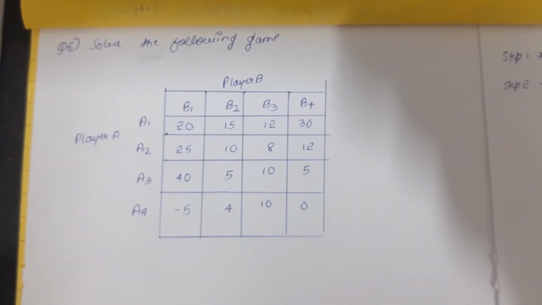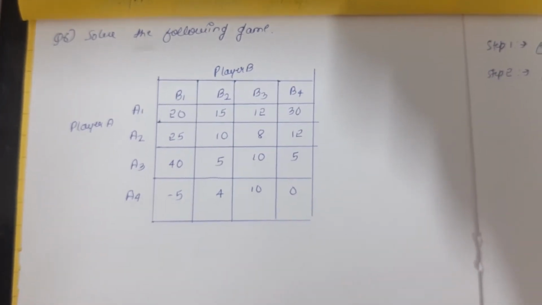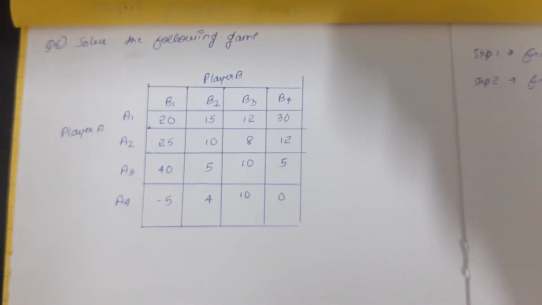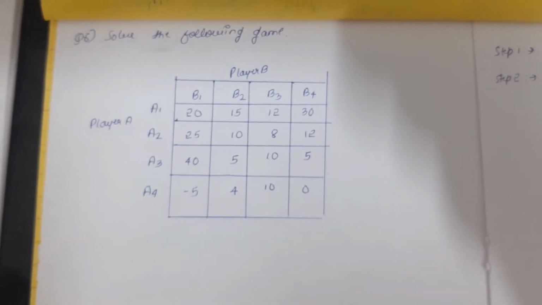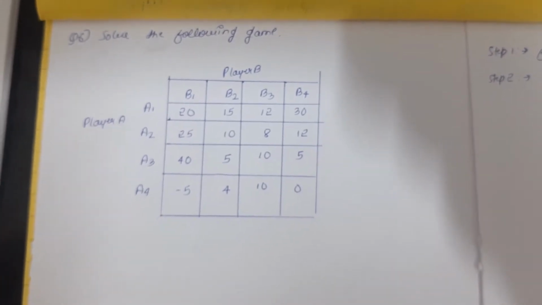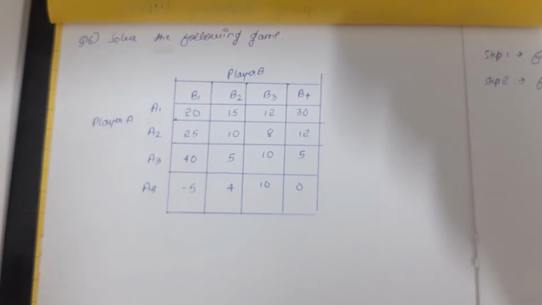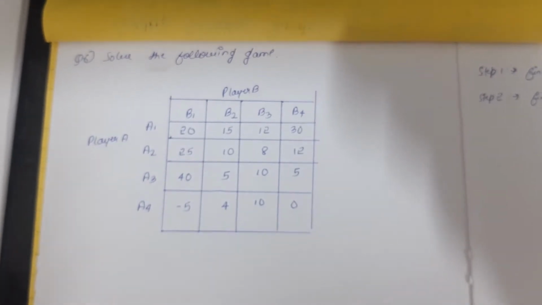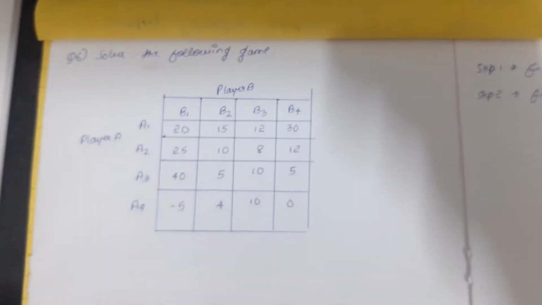Our today's topic is on Operation Research assignment of April 2021, and our answer is for the question number 6, which is on the game theory. Okay, let's see the answer of question number 6 of April 2021 assignment, Operation Research.